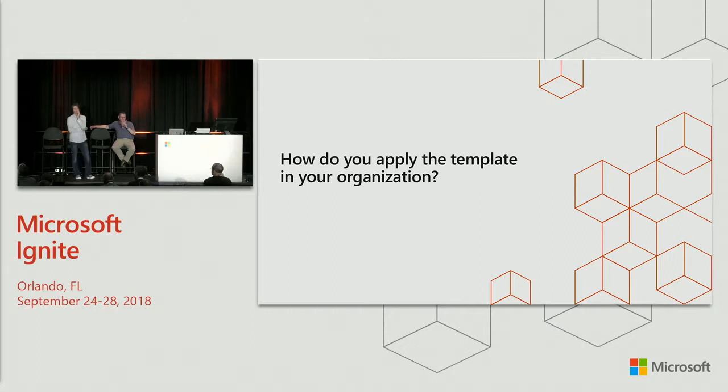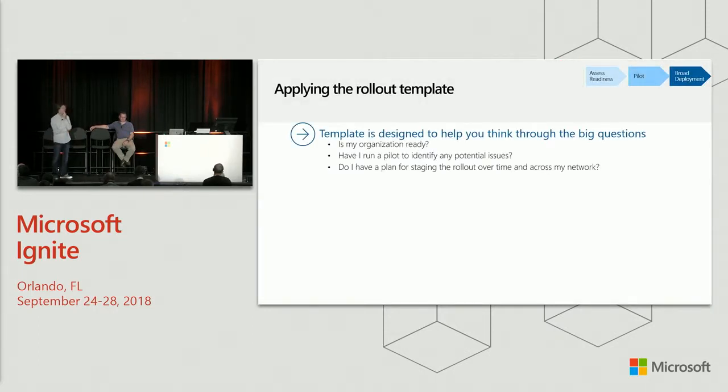So what does this mean for you? How do you execute this template? Well, first, the point of the template is really to help you think through the types of things that you need to set up, the processes and best practices, the connection points for you to succeed at doing these kinds of rollouts. The first is, think through some big questions. Like, there are some obvious things like, hey, is my organization ready to do this, right?